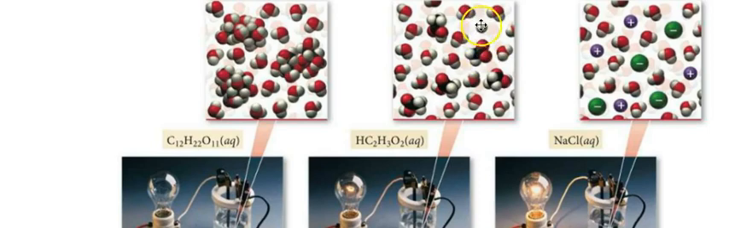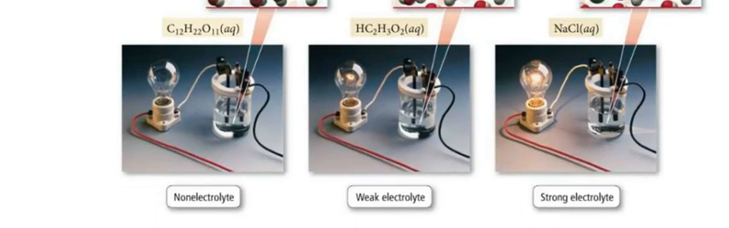So the more positives and negatives you have, the more it will conduct. So really, your vinegar is a weak electrolyte. It lights the light only weakly. All right. Oh, what a clever name.